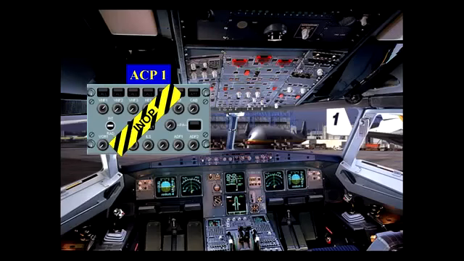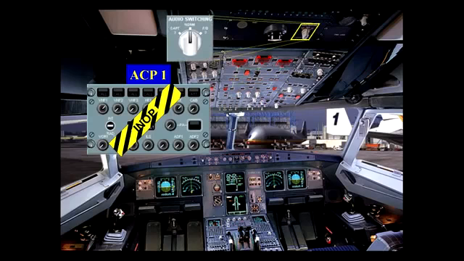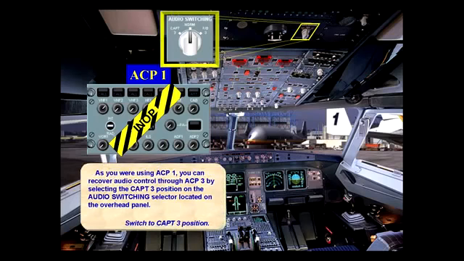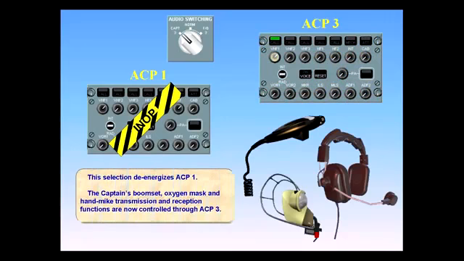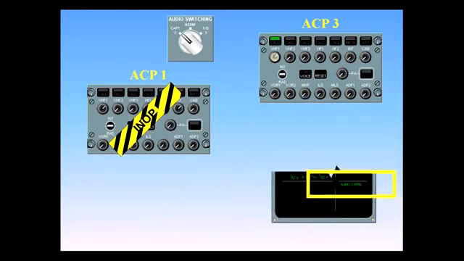As you were using ACP1, you can recover audio control through ACP3 by selecting the Captain 3 position on the audio switching selector located on the overhead panel. Switch to Captain 3 position. This selection de-energizes ACP1. The captain's boom set, oxygen mask, and hand mic transmission and reception functions are now controlled through ACP3. The AUDIO 3 TRANSFERRED message appears on the engine warning display to indicate that an audio switching selection has been made.